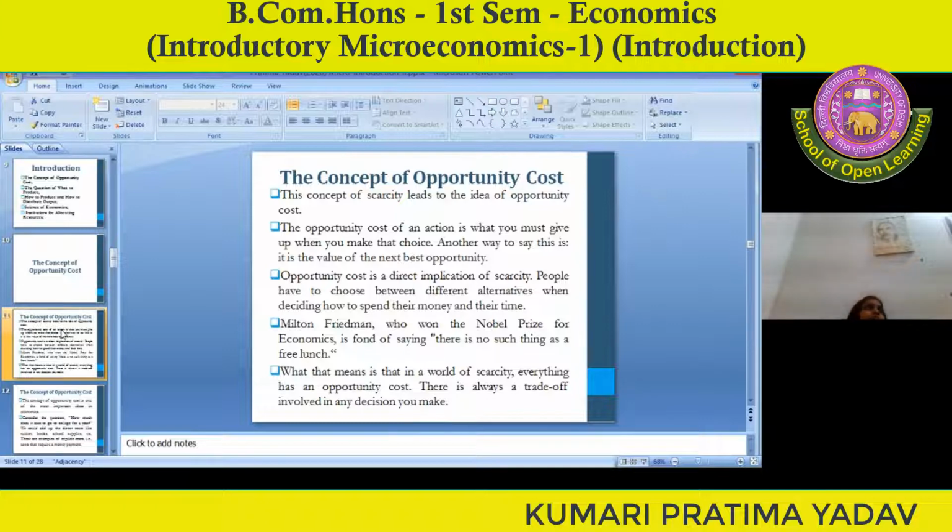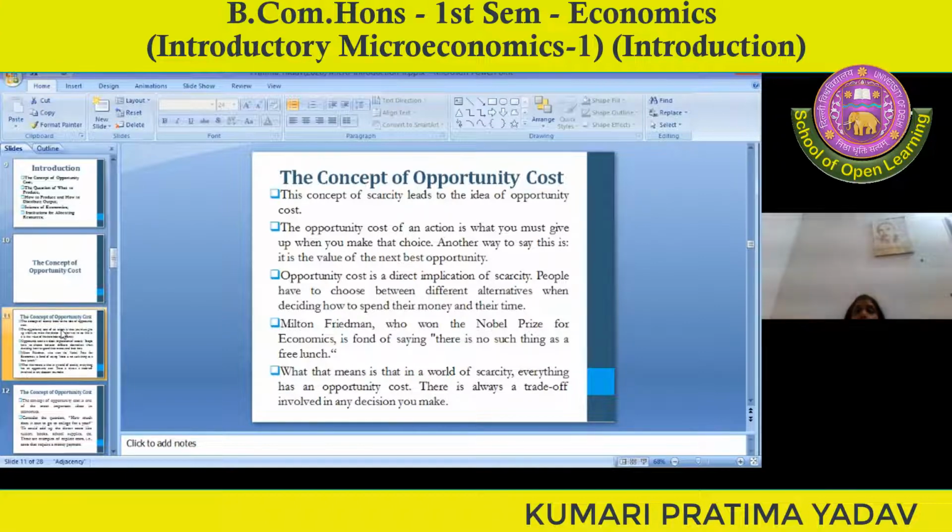If I am leaving one thing for another, what is the cost of that? The opportunity cost of an action is what you must give up when you make that choice. Another way to say it is the value of the next best opportunity. Opportunity cost is a direct implication of scarcity. People have to choose between different alternatives when deciding how to spend their money and their time.